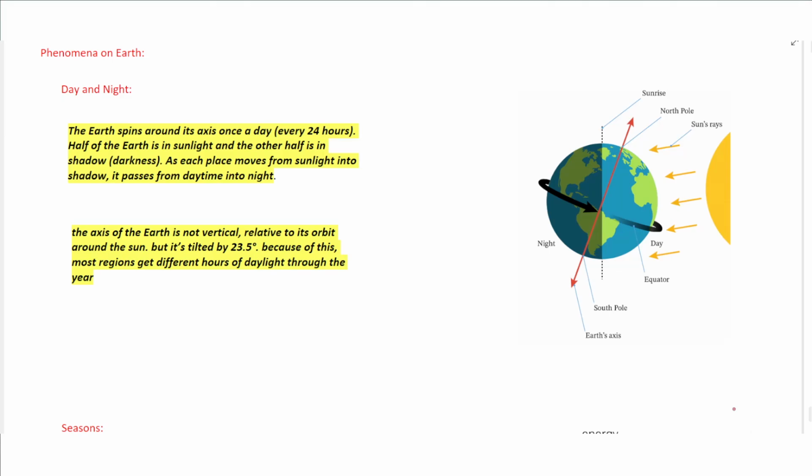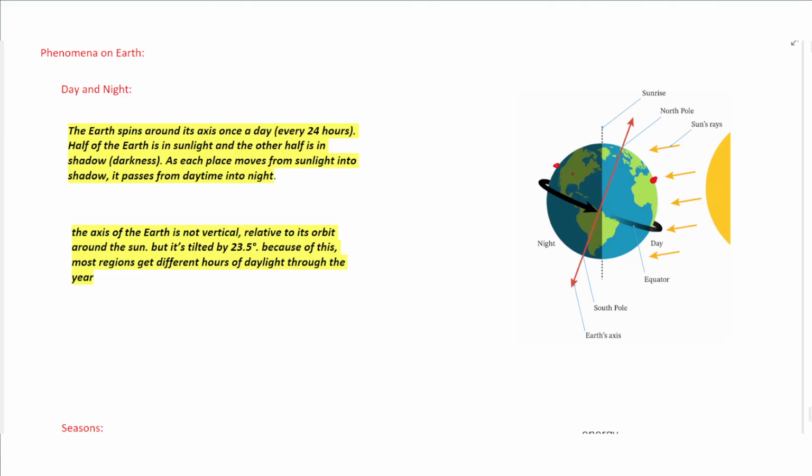This is caused when part of the planet is facing towards the sun and the other part is facing away from the sun. So the part facing the sun experiences daytime and the part facing away from the sun experiences nighttime. So this is caused by the spin of the Earth around its axis. Each part of the planet sometimes is pointing towards the sun and sometimes is pointing away from the sun.